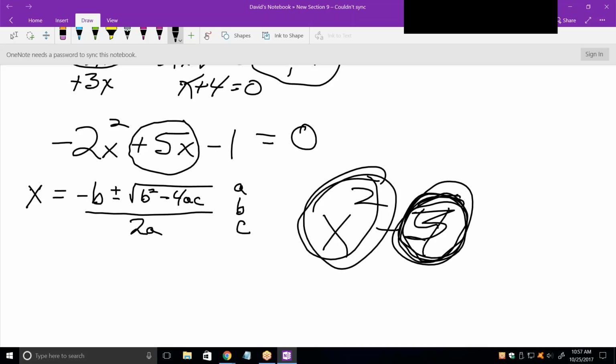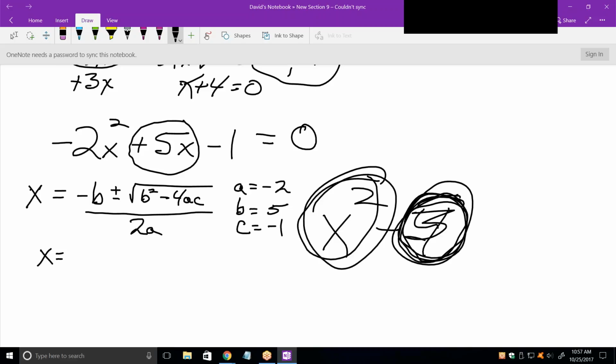Now, not a bad idea here to figure out what A, B, and C are, because once you define A, B, and C, then it truly is just plug it in and simplify, as opposed to doing it on the fly. Doing it on the fly, you'd figure out what minus B was first, and you'd figure it out as you went along. I kind of like this method over here. Harder to make mistakes. So what's A? A is negative 2. B is 5. And what's C? Negative 1.